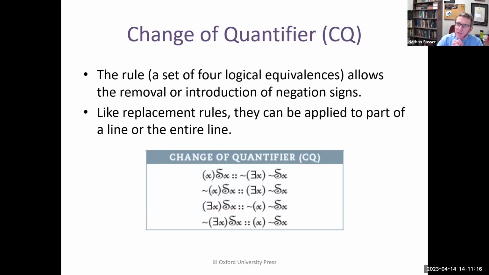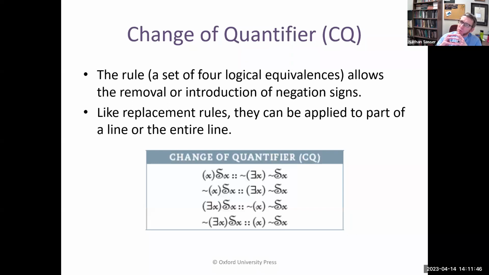All right, section C of chapter 9 is fairly short and actually it just has one slide. And this gives us one rule with kind of four variations or four corollaries, as it were. The change of quantifier rule. Now, this rule is a set of four logical equivalences, and they let us remove or introduce negation signs and change the quantifier of quantified statements.